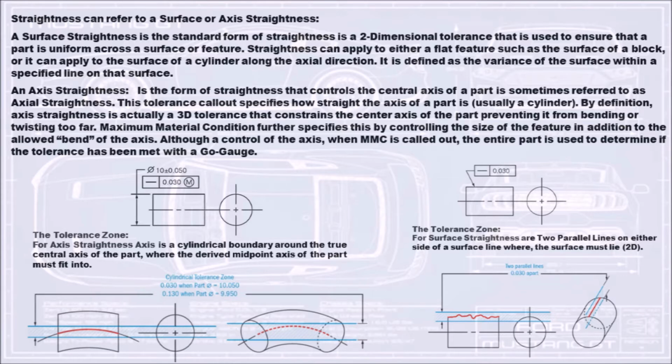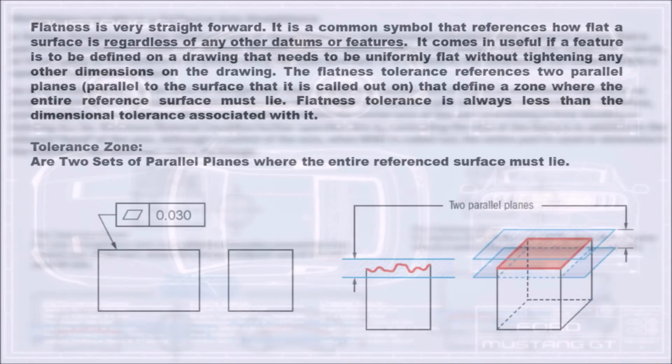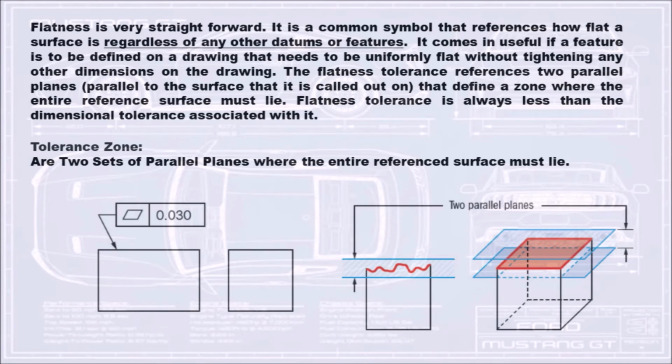The tolerance zone. For axis straightness, it is a cylindrical boundary around the true central axis of the part, which the derived midpoint axis of the part must fit into, as shown below. Flatness is very straightforward.